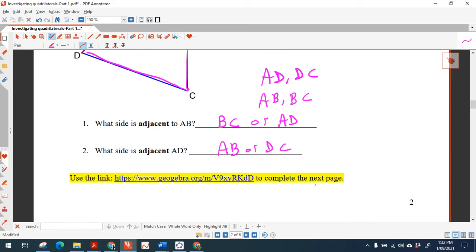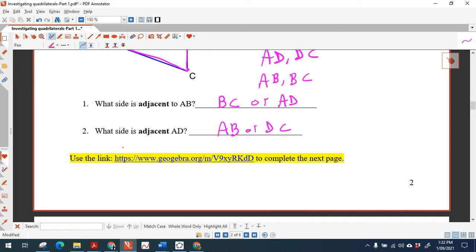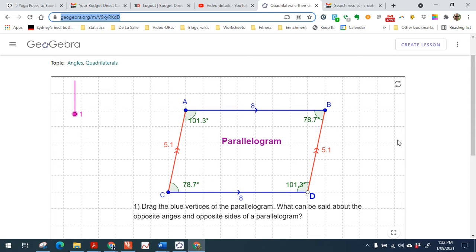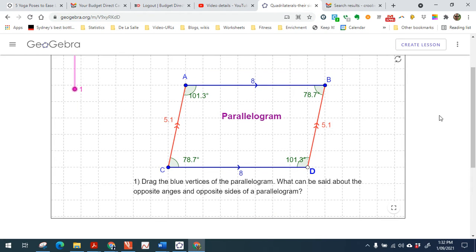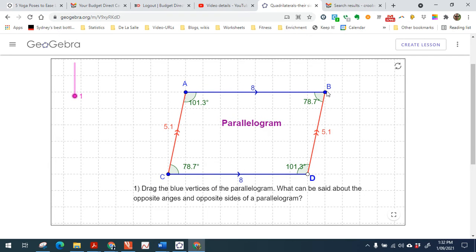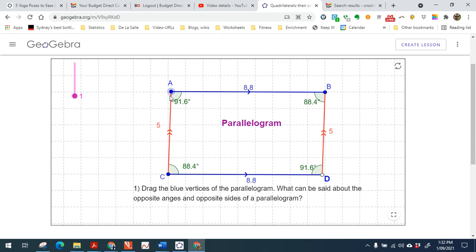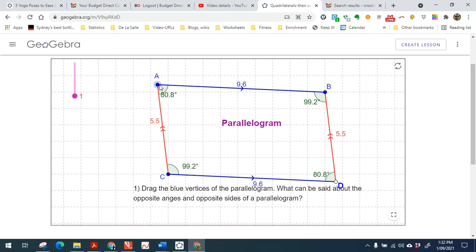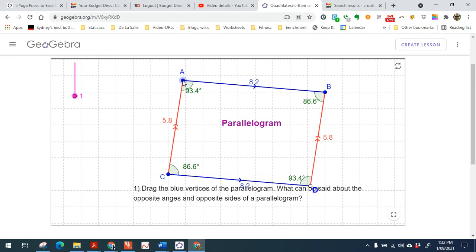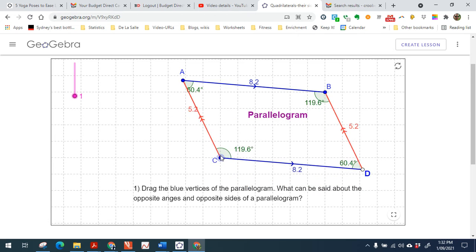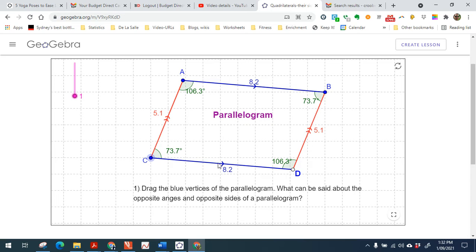All right. Now we're going to use this link here to investigate properties of the quadrilaterals. I want you to click on that link there, and that should take you to this page here, the parallelogram. For the parallelogram, I can move any of these sides that I want, and the angles and sides will change.